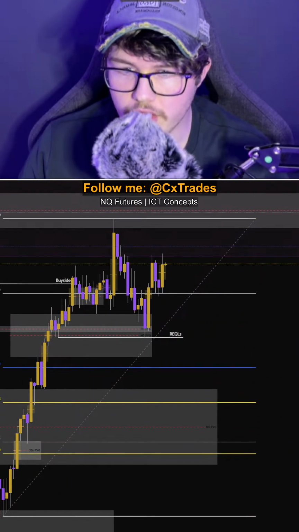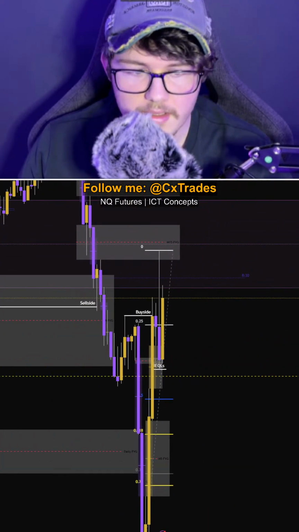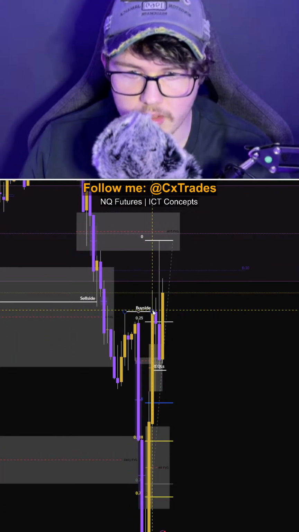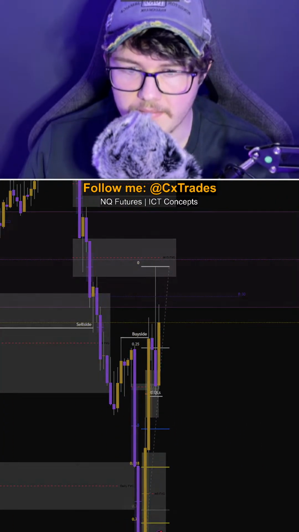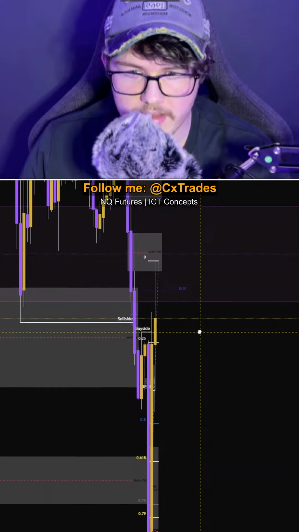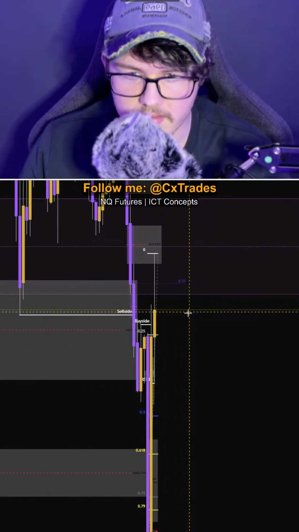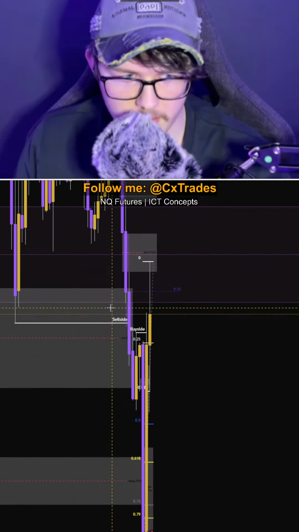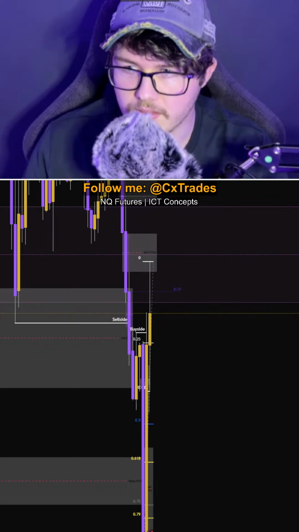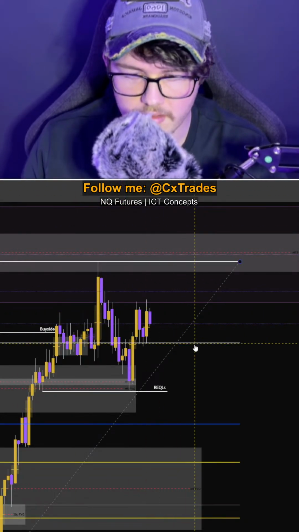The only long entry that you could have taken would be this M5, but even then you'd already swept buy side liquidity and you'd already tapped into the M15 right here. So it's risky taking a long that's already tapped into your A+ short criteria. You have conflicting trades here.